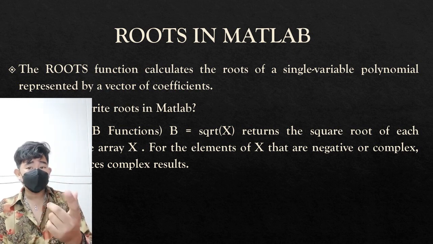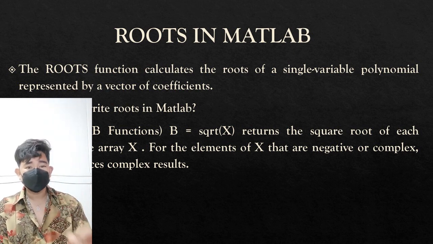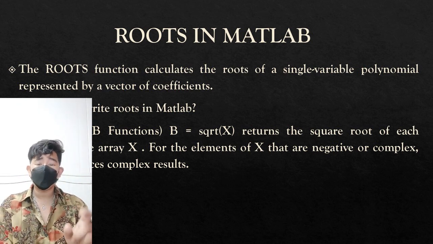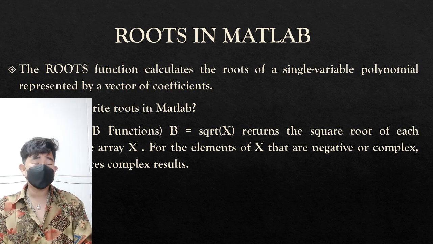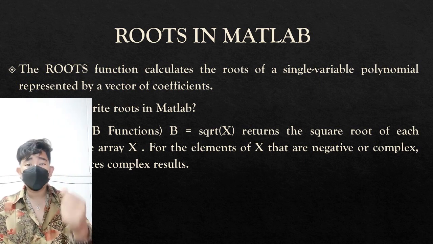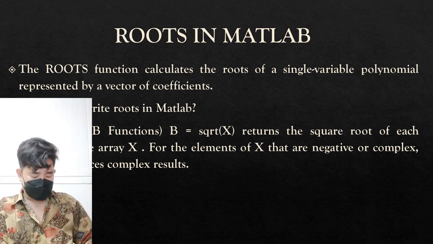So first, the square root MATLAB function: B equals the square root of X returns the square root of each element of the array X. For the elements of X that are negative or complex, the square root of X produces a complex result.